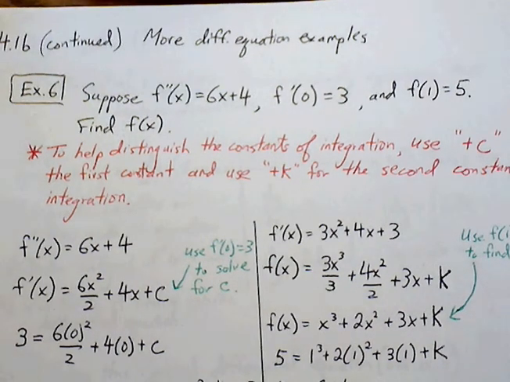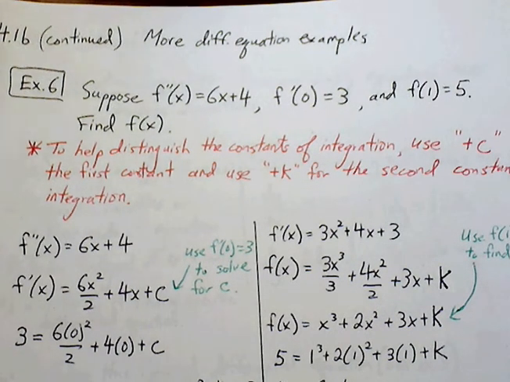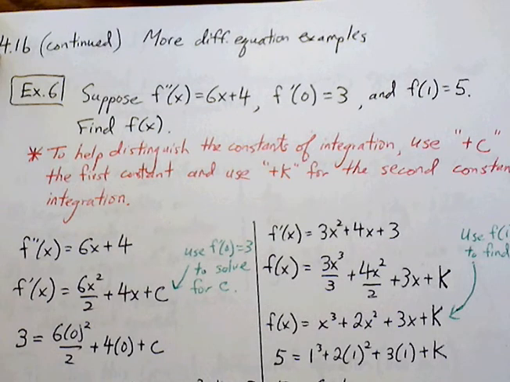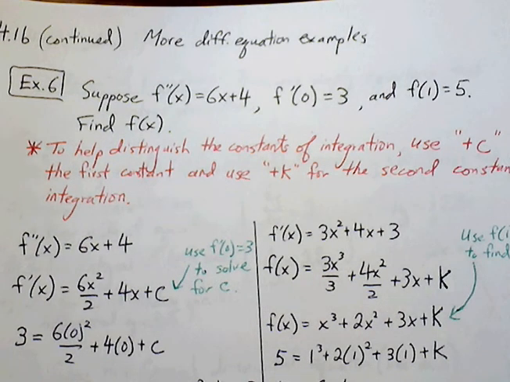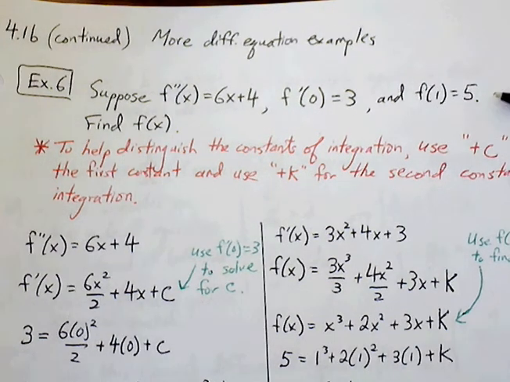All right, let me finish going through example 6 and 7 for 4.1b. These are more differential equation examples, solving differential equations. Suppose the second derivative, f double prime, is 6x plus 4, f prime of 0 is 3, f of 1 is 5. Find f of x.